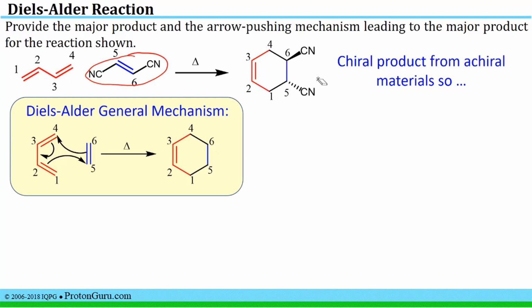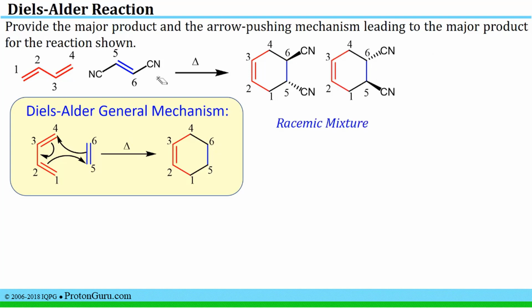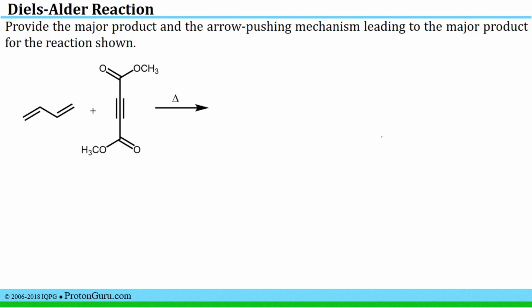Another really important point is you have chiral centers here, and there is not a plane of symmetry in the molecule, so this is a chiral molecule. And neither of your starting materials were chiral. Anytime you produce a chiral product from achiral starting materials, you would expect to get both of the possible enantiomers in equal yields, and that is the definition of a racemic mixture.